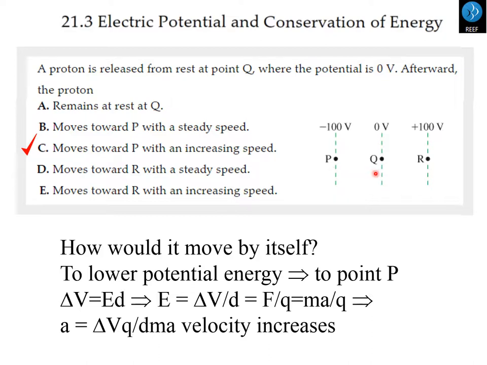Now, because of that, there's going to be a force. The change in potential energy is equal to the field times the distance. So we can get the field from the change in potential, which is going to be 100 volts negative, divided by the distance, whatever that is, we don't really care. But the field is also given by the force divided by the charge, which is mass times acceleration over q. So there is an acceleration, which means that the velocity will increase. So the answer should be C, moves to P with increasing speed.